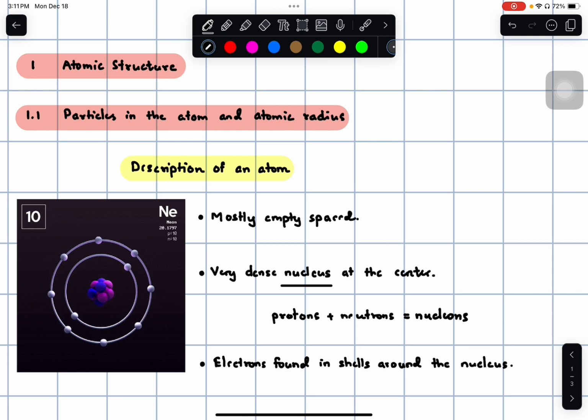Now, you can see a very simple diagram of a neon atom on the left side. An atom is mostly empty space, and we have a very dense nucleus at the center. This center is composed of what we call protons and neutrons, which can also be called nucleons together. And electrons are found in shells at different energy levels around the nucleus.